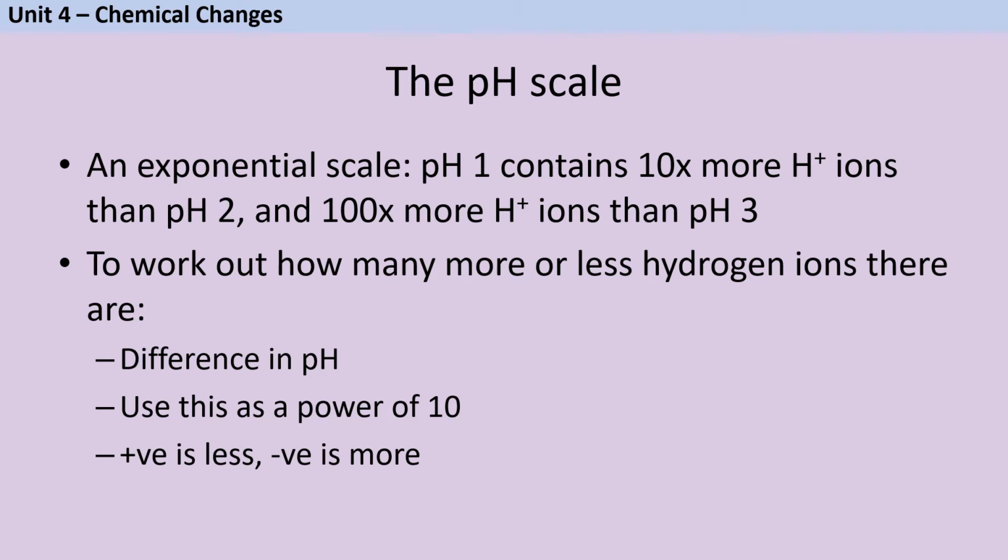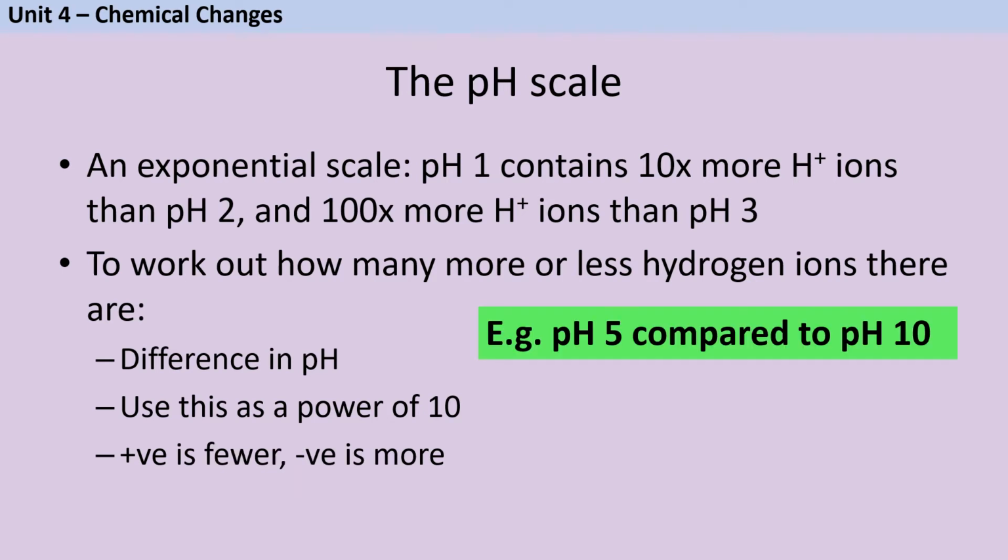The way to work this out mathematically is to figure out what the difference in pH is and then use this as a power of 10. If the numbers are going up, then you've got that many times less hydrogen ions, and if they're going down, you've got that many times more.